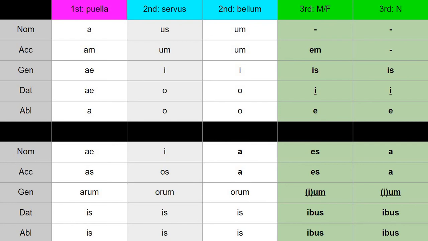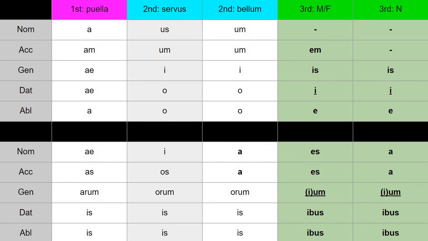You'll also see in the genitive plural, I've got an I in brackets. This is because some nouns add the genitive plural ending um and some add the genitive plural ending ium. Please don't worry about which keep the I and which don't. It's just remembering that if it has an ium, you're aware that it's still genitive plural, third declension.